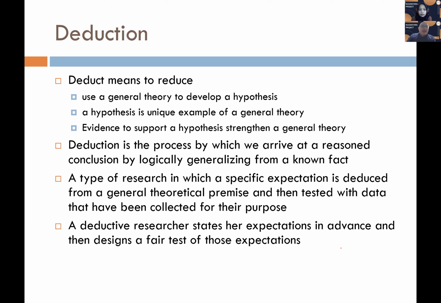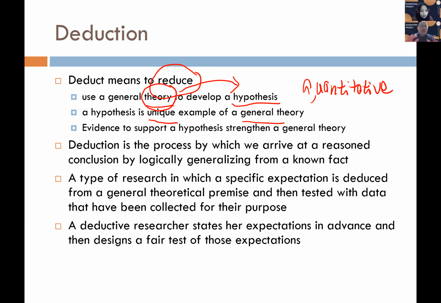So on the other hand, what does deduction mean? Deduction means we reduce. Reduce what? We use a theory to develop a hypothesis. So that's why this one is more quantitative. Before we start a research in quantitative, we will identify what theory to be used in the framework. Then based on the framework, we will develop hypotheses. So reduce means from a very general theory, it will be reduced to a specific hypothesis. That's why a hypothesis is a unique case of a general theory. So theory can be general, but you need to apply it to your specific research, and that is called deduction.